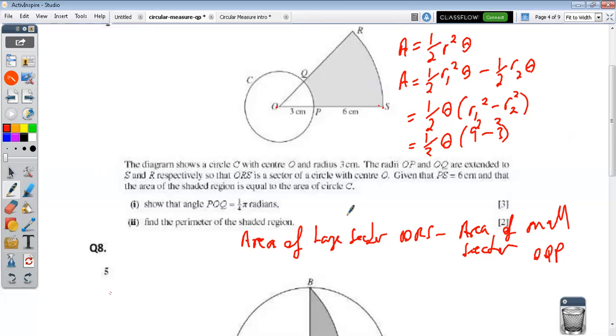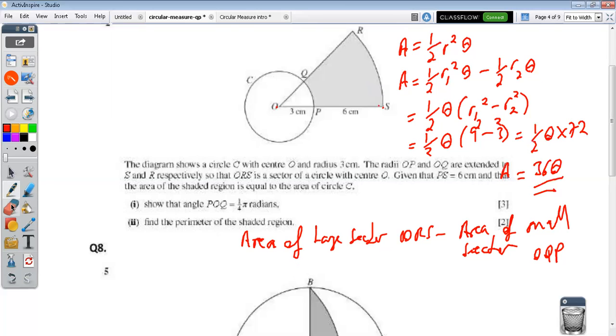We get 72. So there is half theta multiplied by 72, and half of 72 is 36. So that area is simply 36 theta. Area of the shaded region, 36 theta.